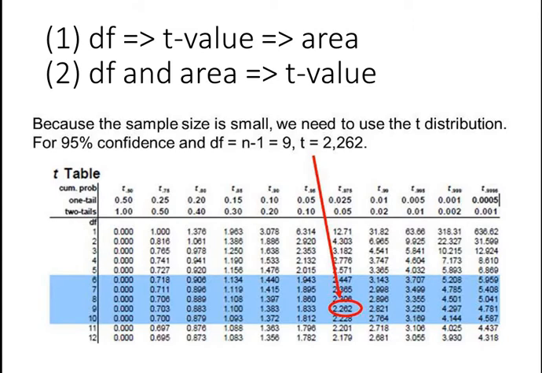Alternatively, you can have information about degrees of freedom and area, and from that information you then can find your t-value. The second case is very typical for hypothesis testing, so we will talk more about it in the episodes on hypothesis testing.